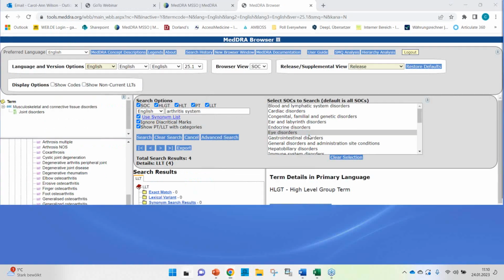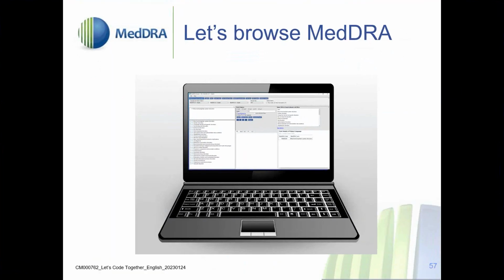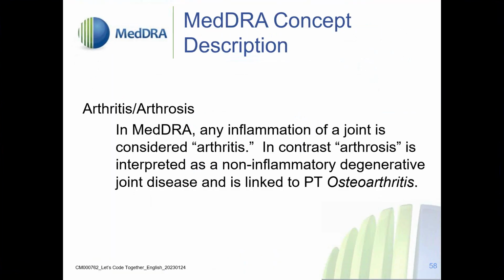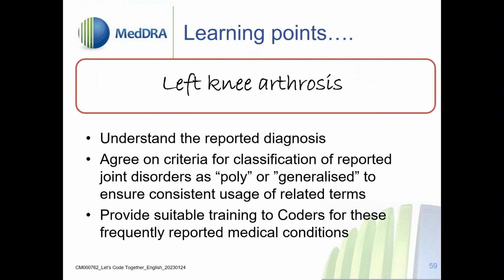Let me switch back now to my slides. Here we are. This is just a reminder of the concept description that we just saw. And here are our learning points. Because the different types of arthritis, osteoarthritis, and other osteoarthropathies represent a complex group of diseases, it is especially important to become familiar with the definitions of terms and the associated differential diagnosis, because they are often reported.